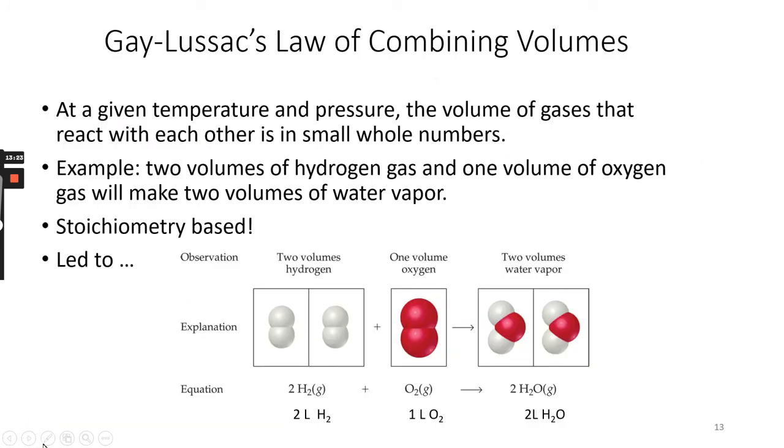So what happens when we combine different volumes of gases? Okay, so at a given temperature and pressure, so that means the temperature and pressure are not changing, then the volume of your gases that are reacting with each other will do so in small whole number ratios. So here you see you have 2 volumes, or we'll say 2 liters of hydrogen gas mixing with 1 liter of oxygen gas, and that's going to give you 2 liters of water vapor. It's just like stoichiometry here, okay? But remember, your temperature and pressure have to be constant.